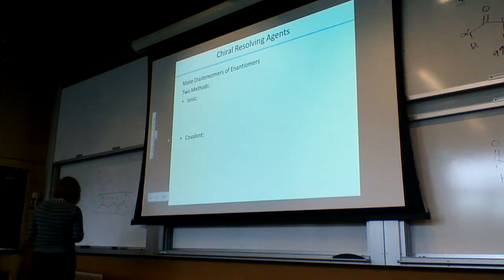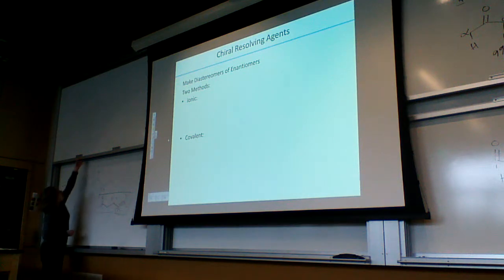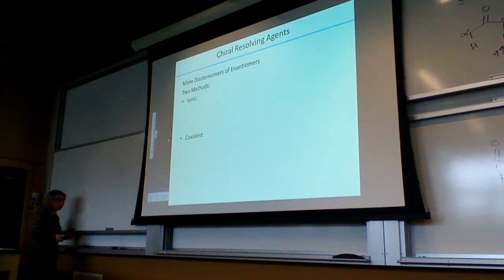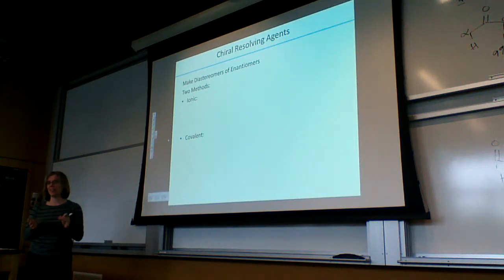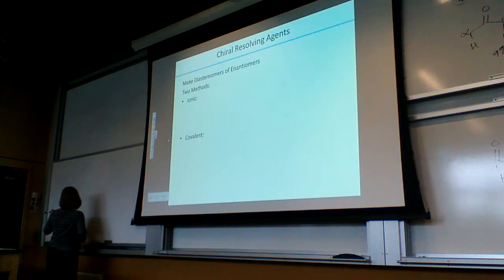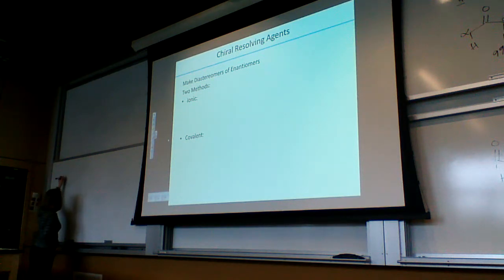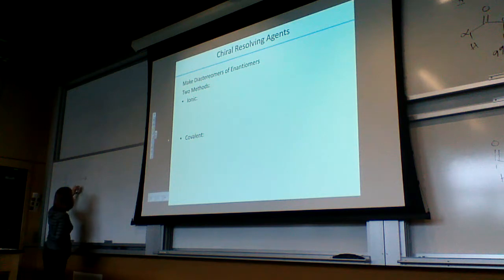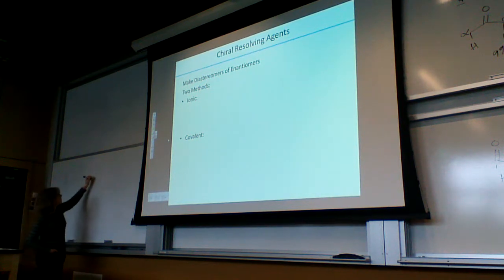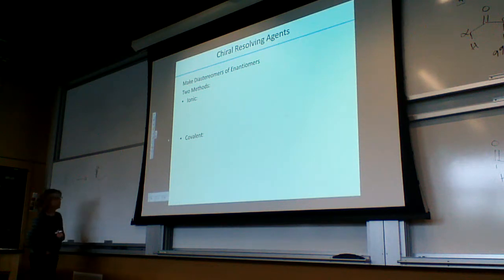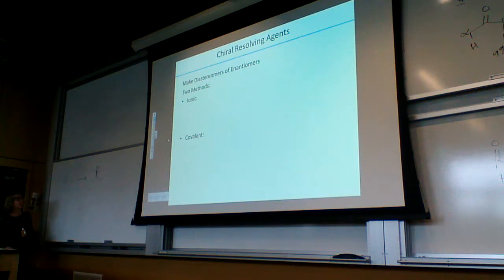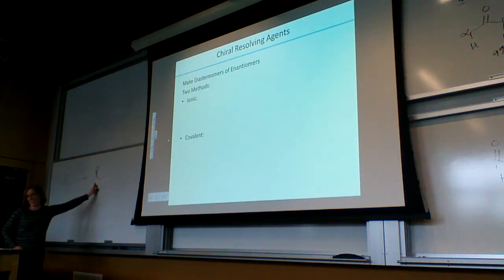often. But chiral resolving agents are used, and one of the main uses for this is if you were doing an organic synthesis and you were trying to make a stereocenter in the molecule. So let's say I had this alcohol, and I started with a ketone, and I wanted to reduce it to the alcohol, but I wanted it in an enantioselective way, so I want to have only one stereoisomer.